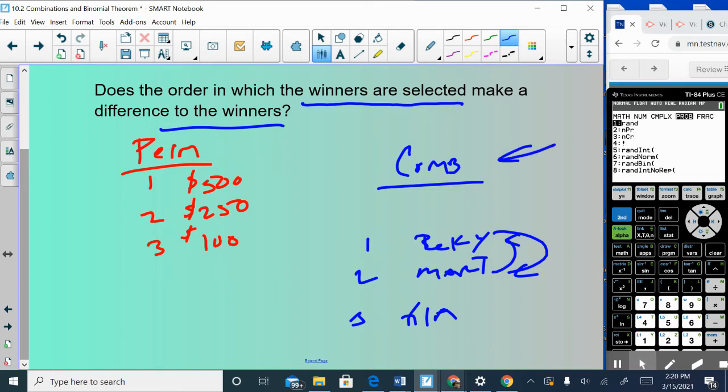The winners don't care which order they're selected to be winners. They only care that they were selected to be winners. Permutations is when it's, I want to be first, or I want to be in a specific order.